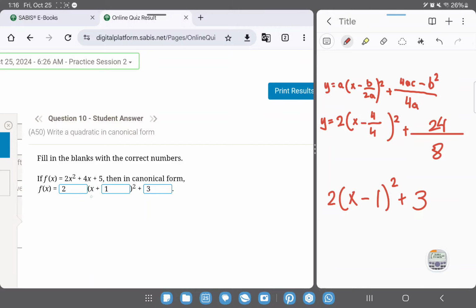2 into x plus 1 squared. Wait, oh yeah, sorry, I wrote the formula wrong. Here it's supposed to be plus. So don't get the formula wrong. This is the correct formula. Don't mess it up: 2x plus 1 squared plus 3. That's it. Now let's go on to the next one.